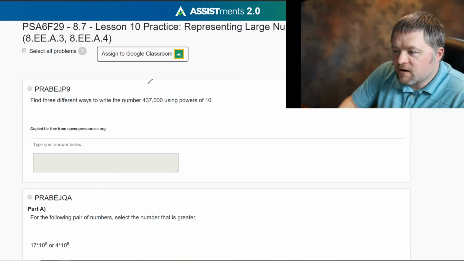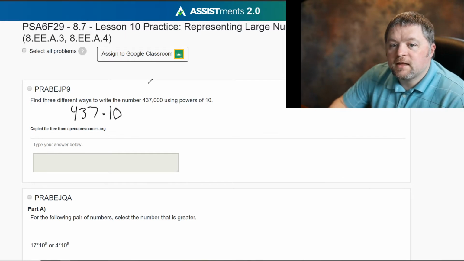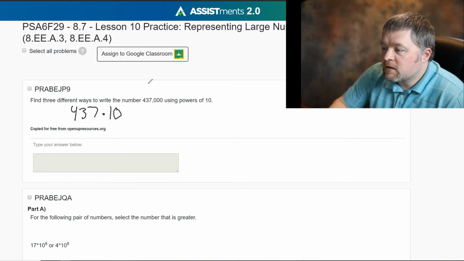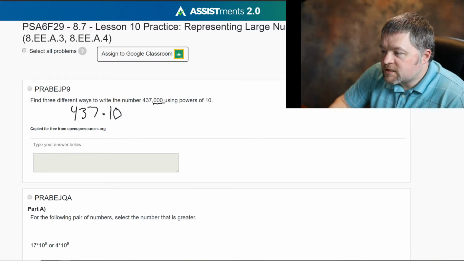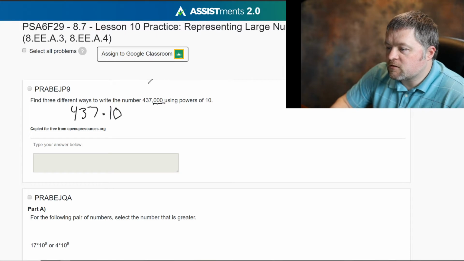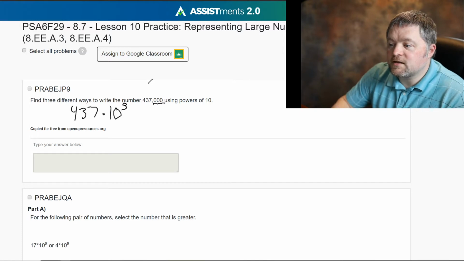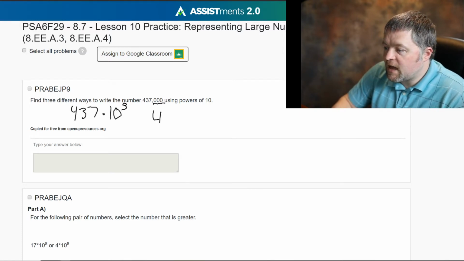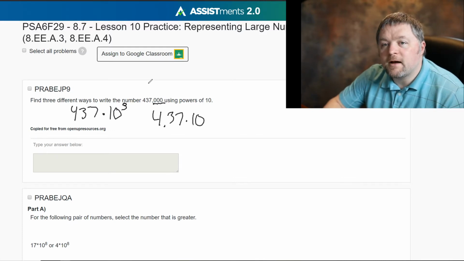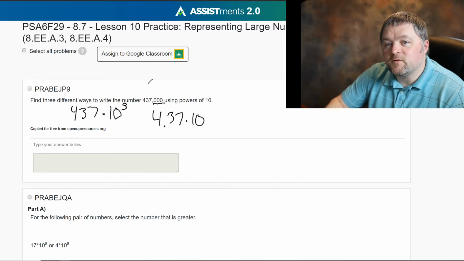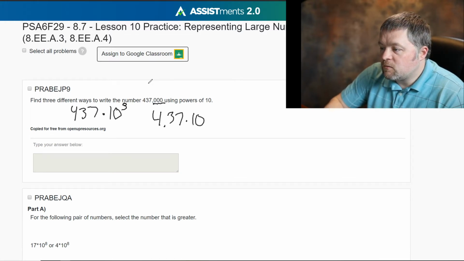Let me try and write the number actually correctly. 437 times 10 to a power. What does the power need to be? Well, there are 3 zeros following that 437, so it has to be 10 to the power of 3. If we want to do it with correct scientific notation, we could do it as 4.37 times 10 to a power. Well, what power are we going to need? How many spots did we move the decimal point? 1, 2, 3, 4, 5.